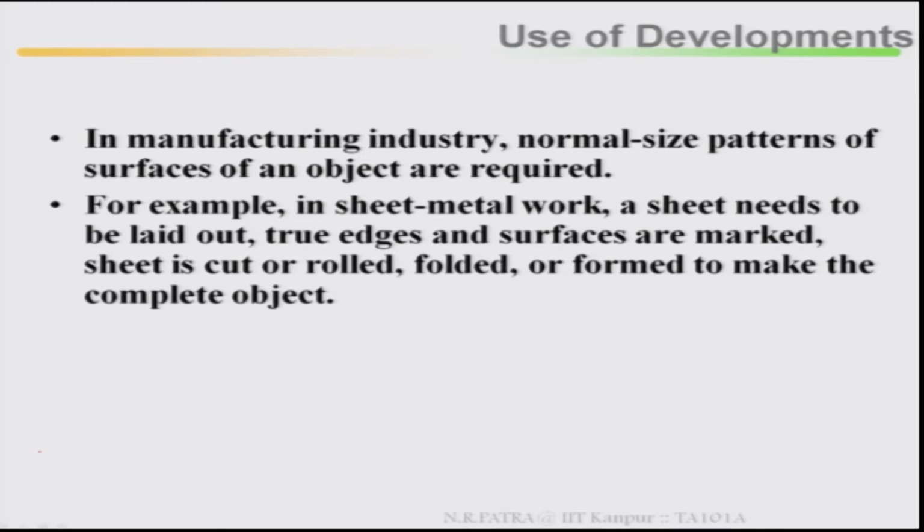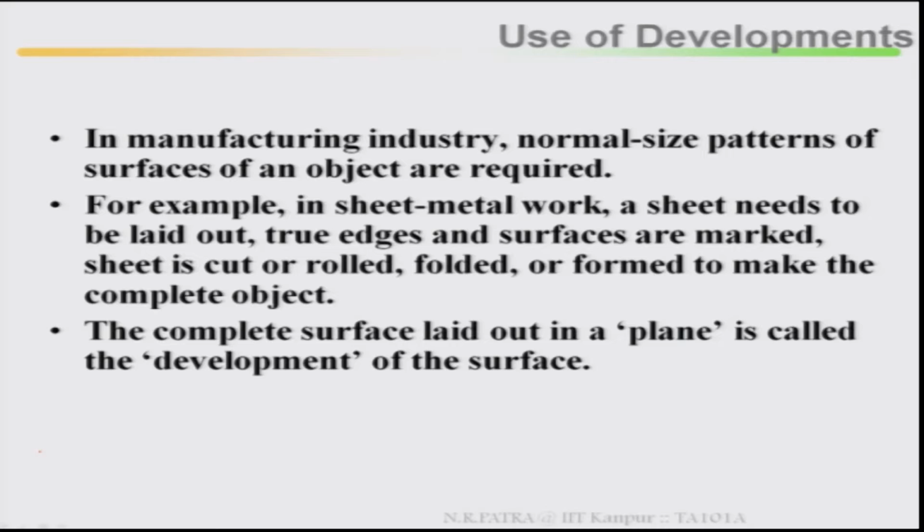For example, in sheet metal work, a sheet needs to be laid out, true edges, surfaces are marked, sheet is cut and rolled, folded and formed to make the complete object. The complete surface laid out in a plane is called development of the surface. Remember, the complete surface laid out on a plane is called development of the surface.